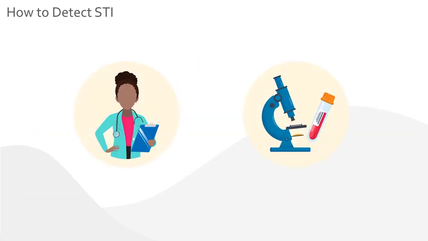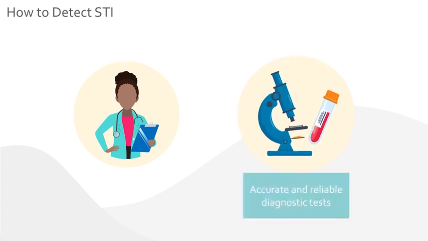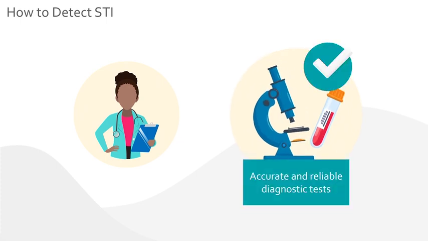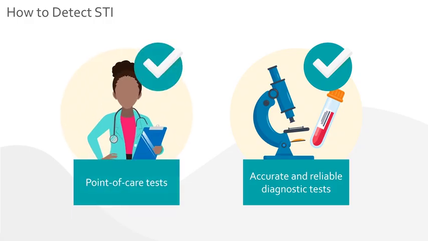How to detect STI may depend on several factors. Ideally, the most accurate and reliable diagnostic tests would be used, minimizing missed infections or false negative test results and overtreatment or false positives. Point-of-care tests give immediate results, making it possible to ensure same-day treatment.